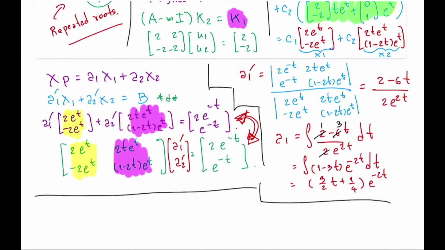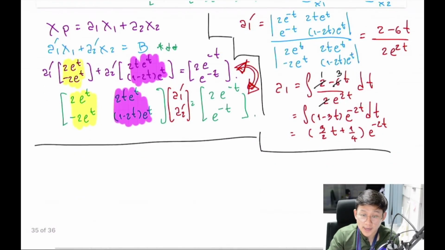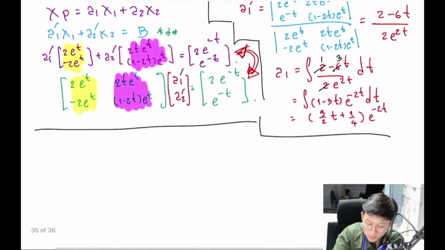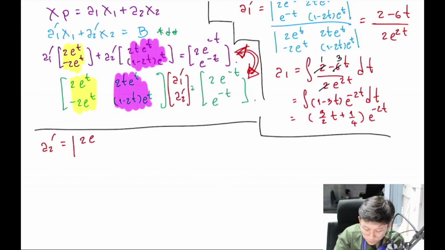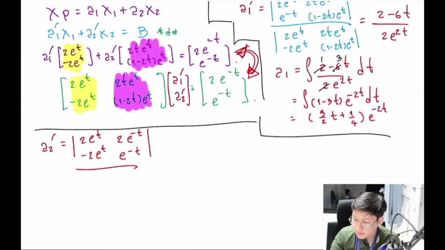And similarly, if you want to solve for a2, a2 prime would be: you substitute this into the second column, so you would have the matrix with columns (2e^t, -2e^t) and (2e^(-t), e^(-t)), divided by the same determinant, which is 2e to the 2t, the same one.